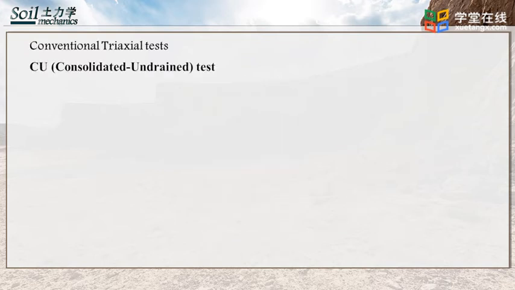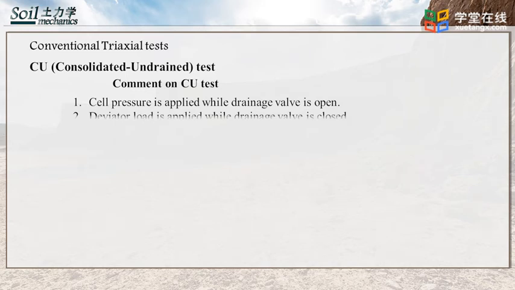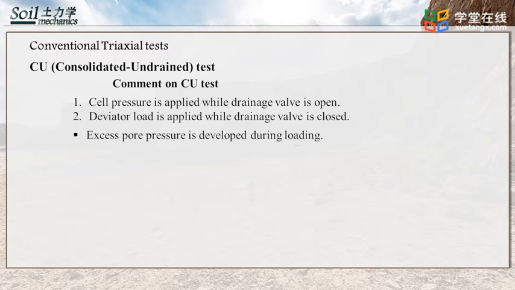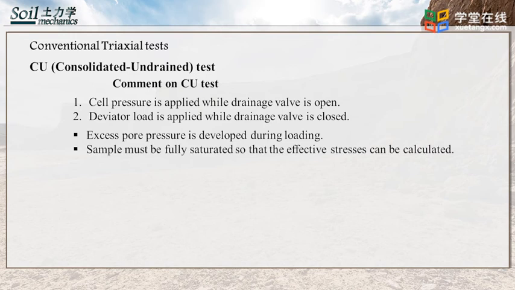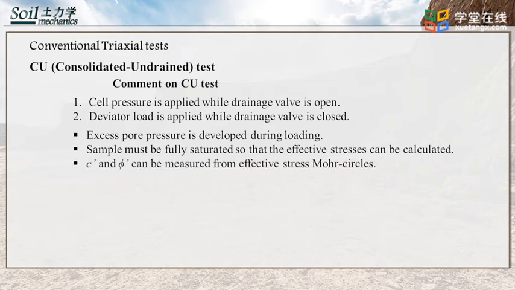Generally, in a CU triaxial test, cell pressure is applied while the drainage valve is open, and deviatoric load is applied while the drainage valve is closed. Excess pore water pressure is developed during loading. The sample must be fully saturated so that the effective stresses can be calculated. Effective cohesion and effective friction angle can be measured from the effective stress Mohr circle.